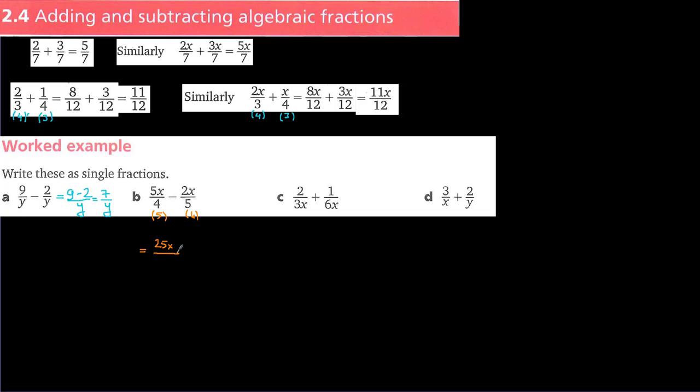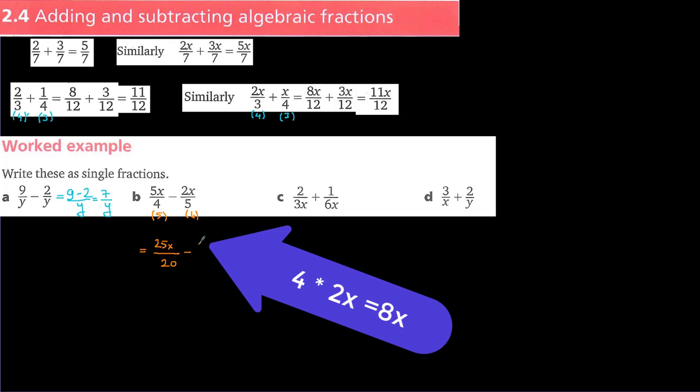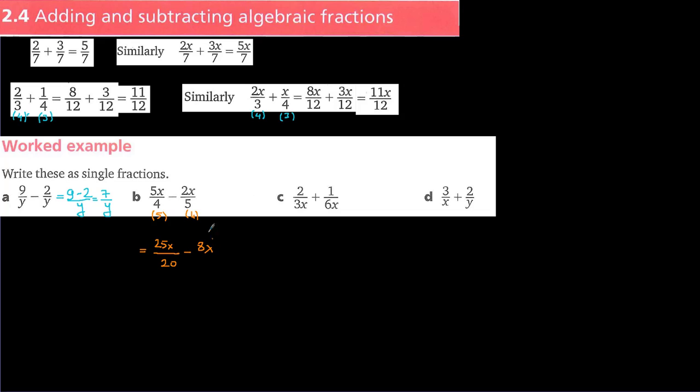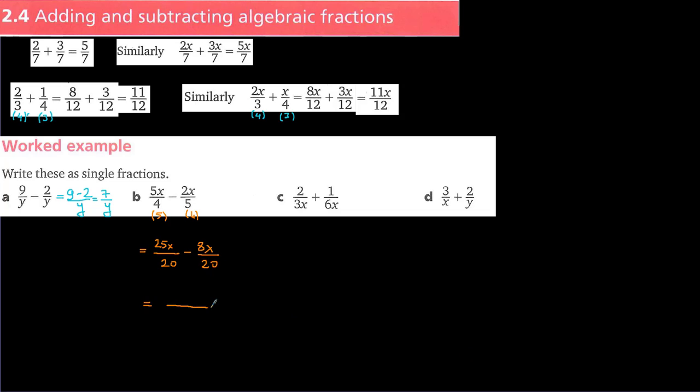5 times 4 is equal to 20, minus 4 times 2x is equal to 8x. And 4 times 5 is equal to 20. So now the denominators are the same, I can write with the common denominator, which is 20: 25x minus 8x, and the answer is 25 minus 8, which is equal to 17x divided by 20.